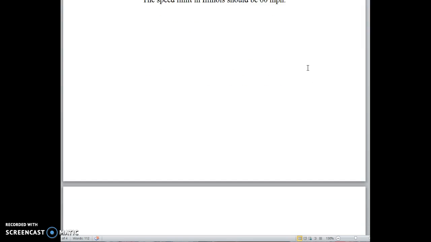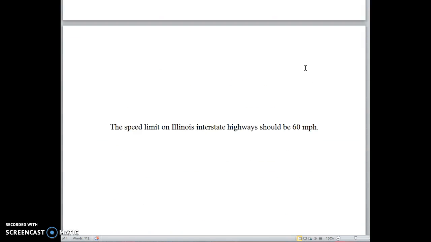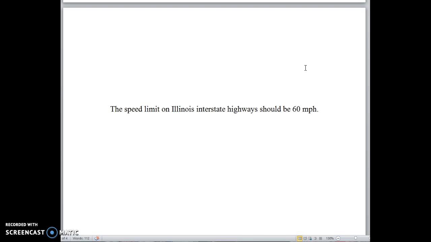Okay? A more reasonable thesis would be something like the speed limit on Illinois interstate highways should be 60 miles per hour. Okay, that's specific. It's logical about where you're driving. You would have a speed limit like that. Okay? So then you need to start thinking about what are the reasons that that's true.